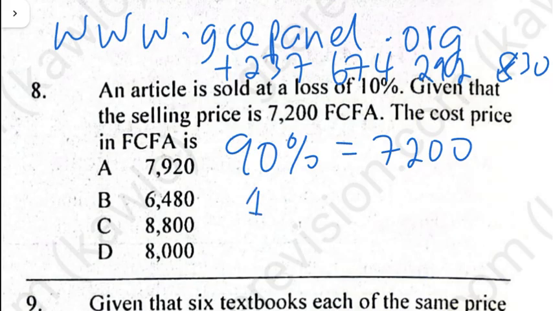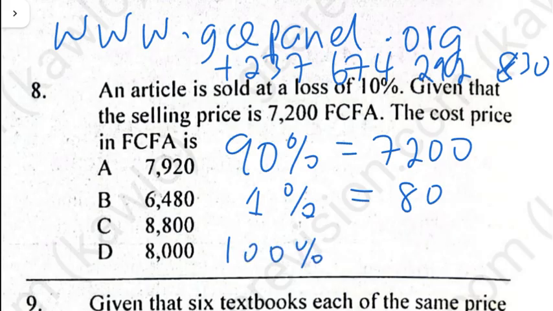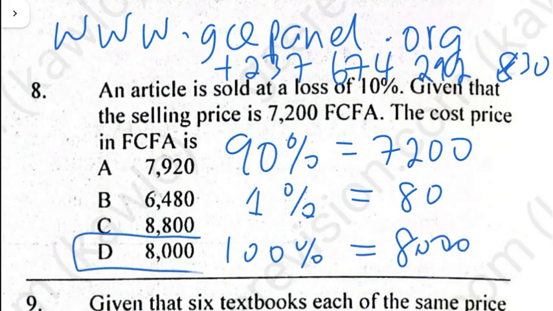Now what will be 1%? 1% will be this 7,200 divided by 90, right? And what's that going to give us? That's going to give us 80. Thank you for the correction. And therefore the cost price, which is 100%, will be equal to this 80 times 100. What's 80 times 100? 8,000. So from here, our cost price is 8,000.